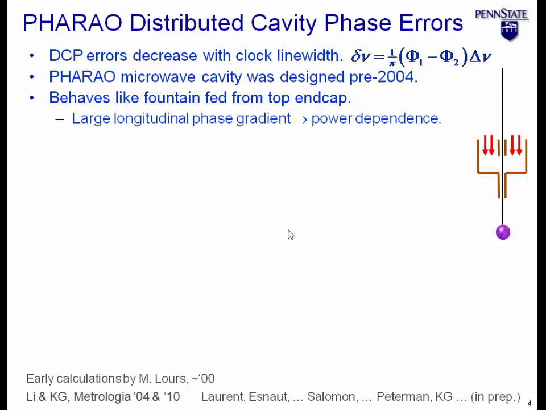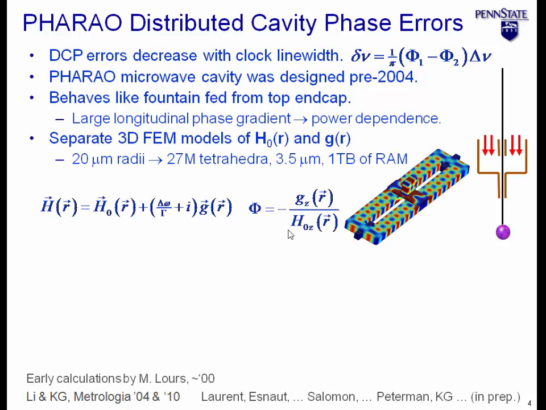So the power comes from the top. There's a phase gradient vertically in the cavity, and so that longitudinal phase gradient gives you a power dependence, and it's a unique power dependence. It's not one that we see in the cavity, but it's one that does lead to the uncertainty. So this difference in the end caps' potential resistances is what sets the errors for the fountains. But here all the power comes from the top, not a small percentage.